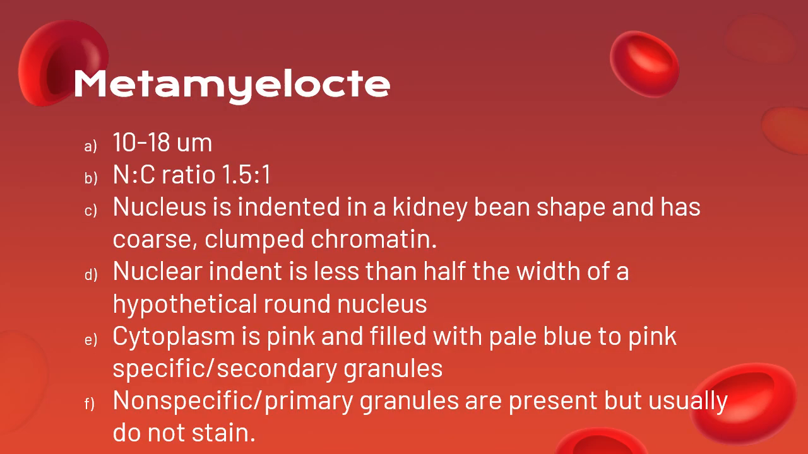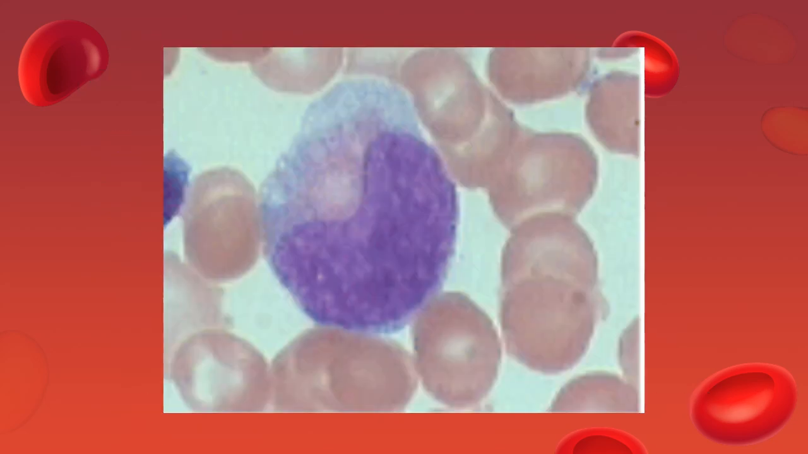So, metamyelocyte. Okay, so, nucleus is indented in a kidney bean shape and has coarse clumped chromatin. Okay. So, cytoplasm is pink, filled with pale blue to pink specific secondary granules. And then, primary granules are still present but do not stain. Here, kidney bean shape.